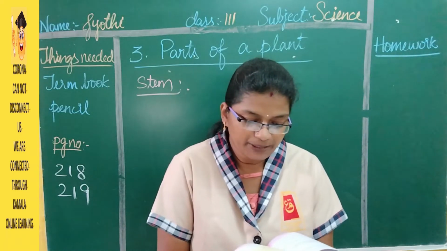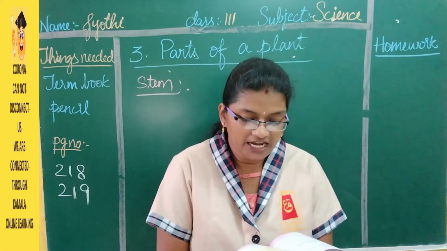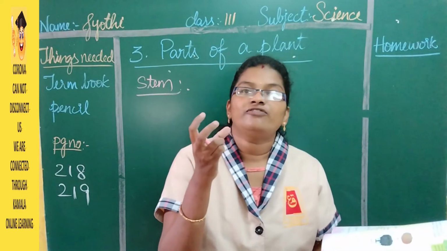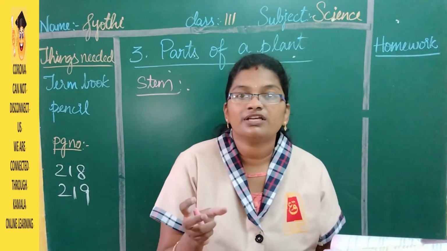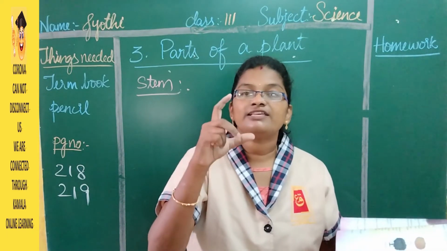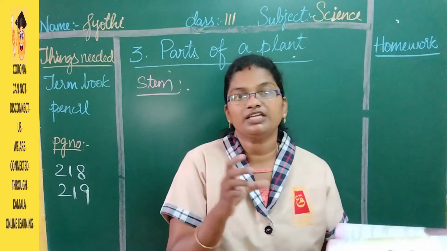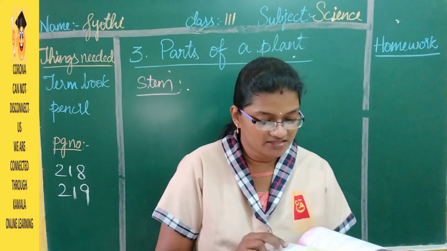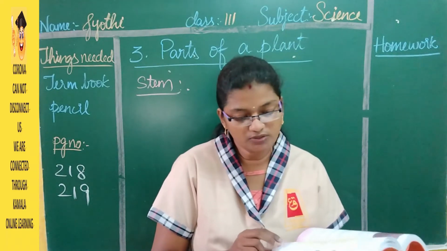The stem of peepal and neem are very hard and thick. If you see the stem of neem tree or mango tree or peepal tree or banyan tree, you see the stem is very hard and thick. And the stem of money plant and grapevine is weak and therefore needs support to grow.